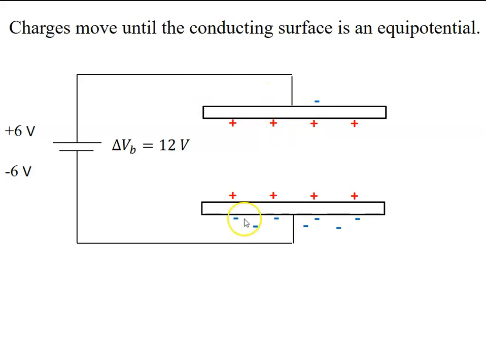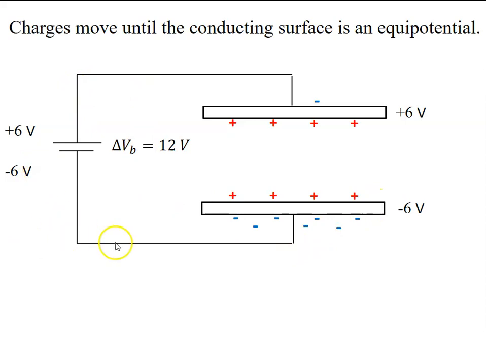So what is the potential of the top plate now? Well, it's going to be positive 6 volts, because it's connected to a position of positive 6 volts at the positive terminal. What about the potential on the bottom plate? What must its potential be? Well, hopefully you see the bottom plate is connected by this conducting surface to the negative terminal, which is at negative 6 volts. So what's the potential of the bottom plate? Negative 6 volts.